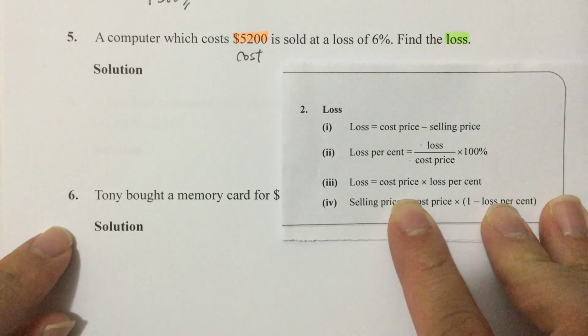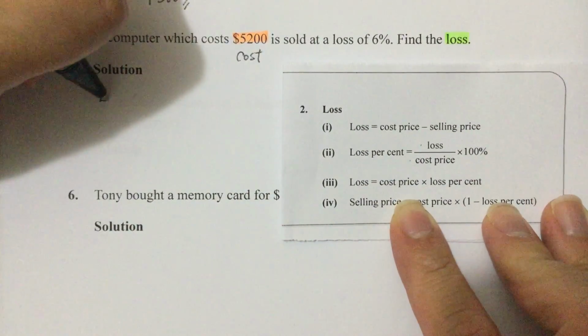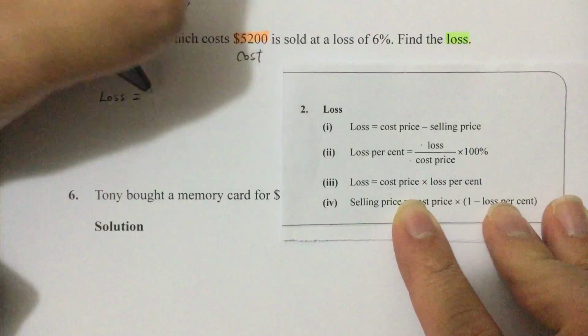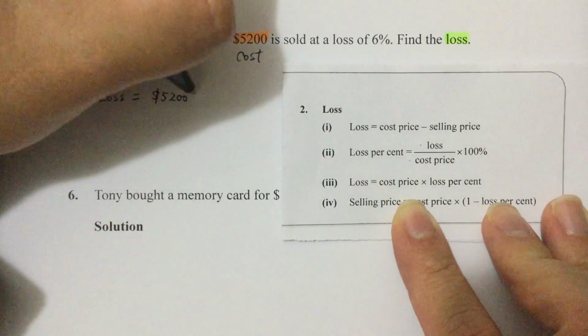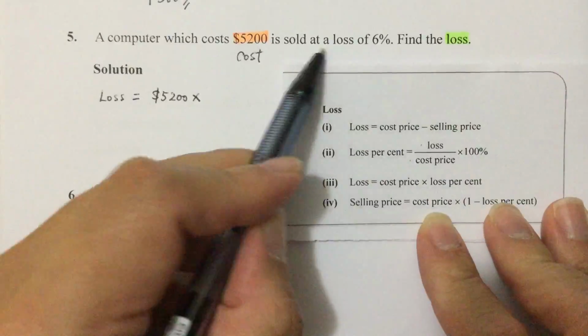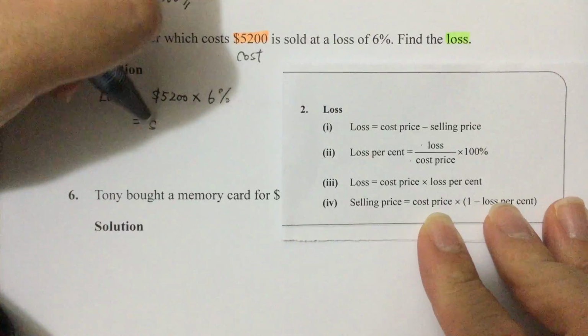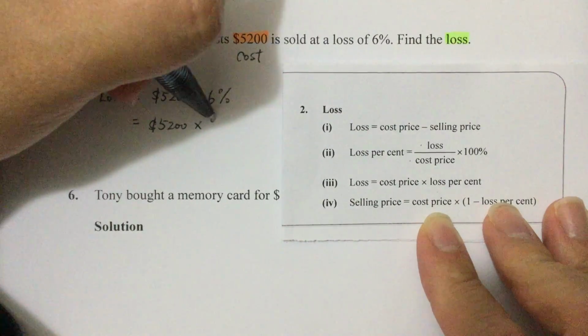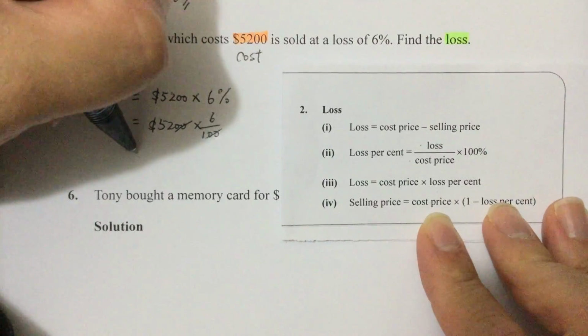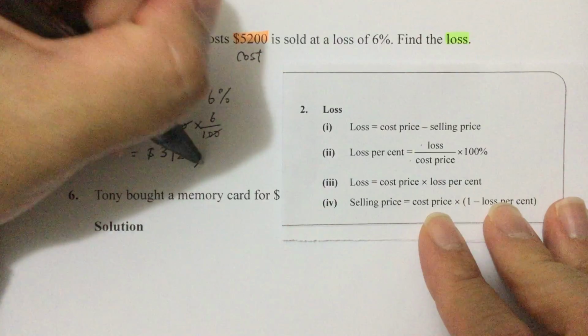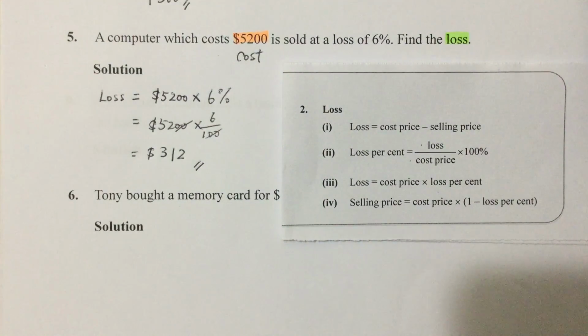You will use formula 3, obviously, because you are going to find the loss, which equals the cost price times the loss percent. This is 5,200, so we write down 5,200 times the loss percent, which is 6%. So we have 5,200 times 6 over 100. Cancellation, so you have 2, 3, 1. Okay, so 312. So this is the loss for question 5. Okay, it's not difficult for you all, I hope.